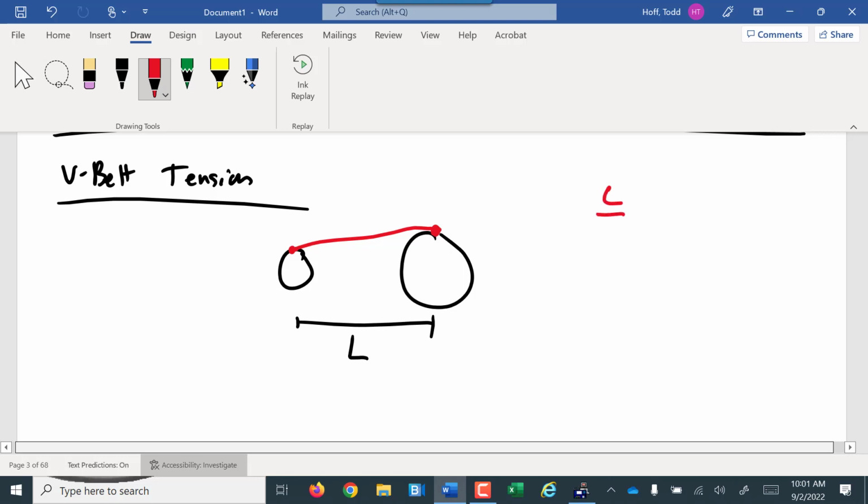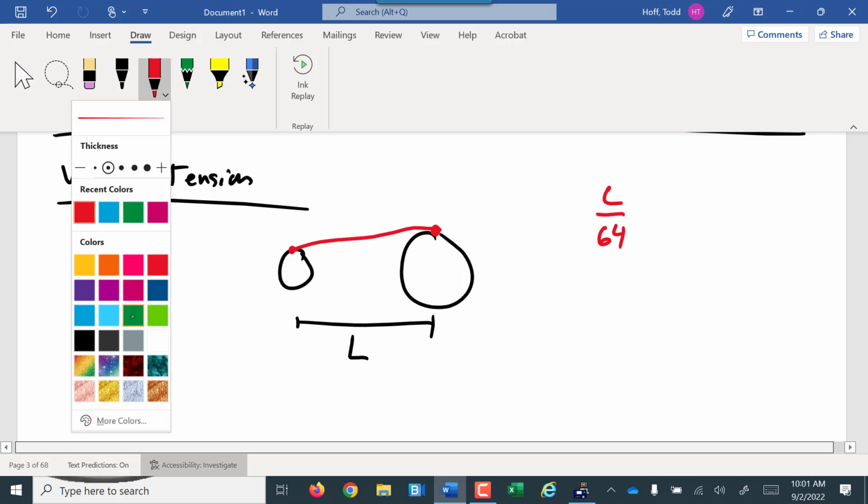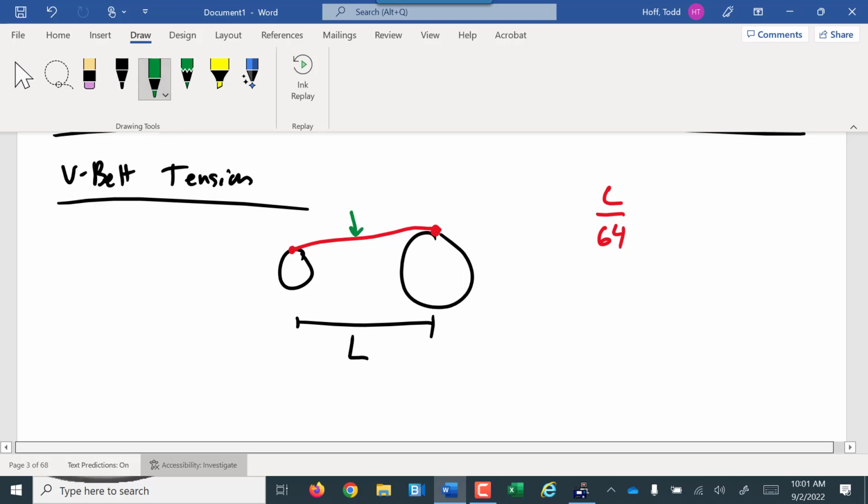And it's L over 64 is your allowed deflection if it is properly tensioned. So what that means is if you press at the center of that belt between the pulleys, the amount that it is allowed to deflect or move away from its natural path is that length divided by 64. So if that center-to-center distance is 16 inches, the amount that it's allowed to deflect is 16 over 64, or 0.25 or a quarter inch.